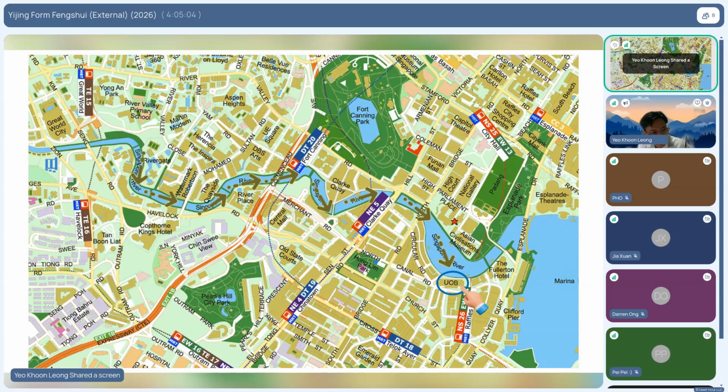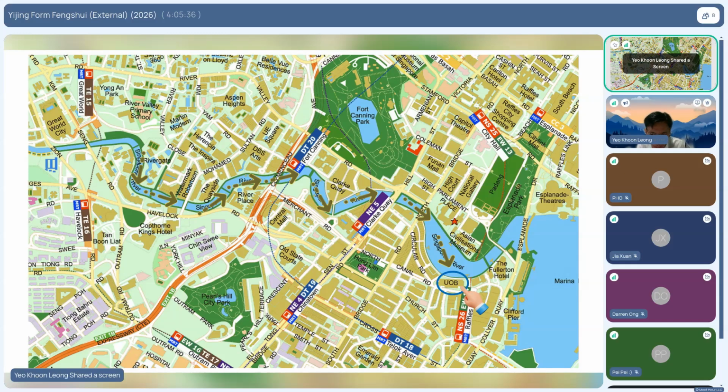The water flow is flowing, curving. This is called meandering. Flowing, curving, moving towards the sea. But just before it exits into the marina, it does something very important. It gathers here. Can you see suddenly there's like a belly like that? A belly curve like a fish belly. The water gathers here, right outside UOB building.